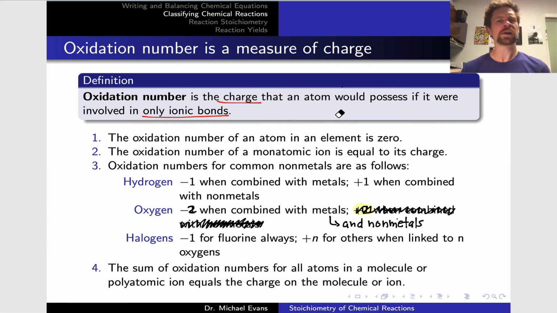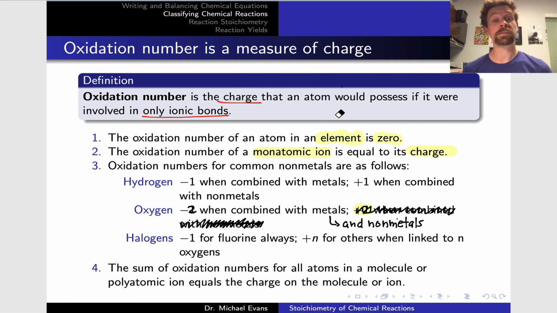And there are some rules for oxidation number that we're going to lay down here so that we can assign oxidation numbers to certain classes of atoms and molecules. The oxidation number of an atom in an element is 0. So the elemental form has 0 oxidation number for each atom. For a monatomic ion, analogously, the oxidation number is equal to its charge. So for sodium plus, it's +1. For chloride anion, it's -1, etc.